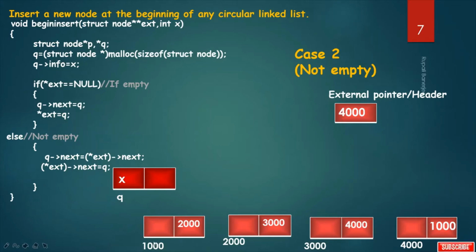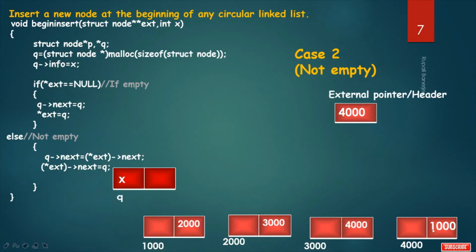From where can I get 1000? It is here, means next of 4000. From where can I get this 4000? 4000 is star ext, that is the value at ext. So star ext arrow next is 1000. So I get 1000 in this way, it is star ext arrow next. So Q arrow next should be star ext arrow next.